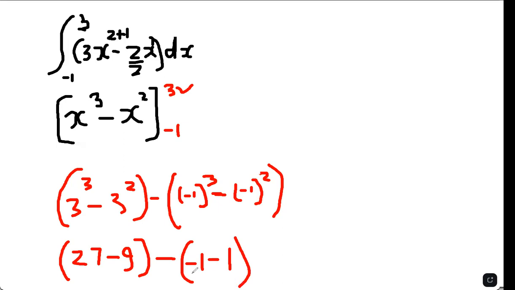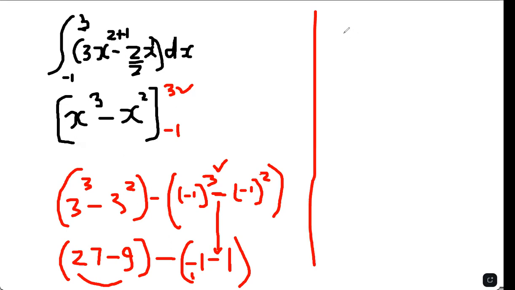So this negative 1 that we have here is because the negative was being multiplied 3 times. Then this negative was dropped here. The negative in the bracket being multiplied 2 times turned out to be positive like that. So when you compute 27 minus 9, you'll find that the answer you are getting is 18. So the substitution of the upper limit gave us 18.